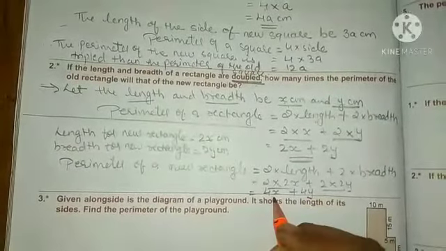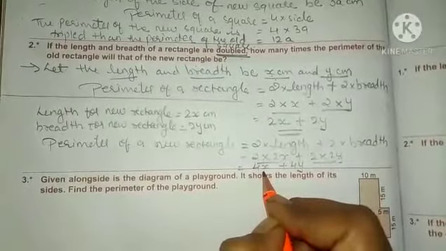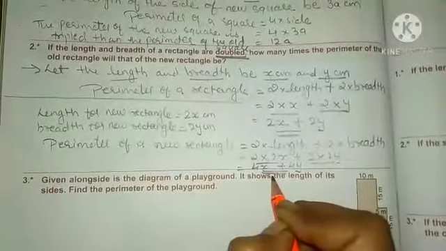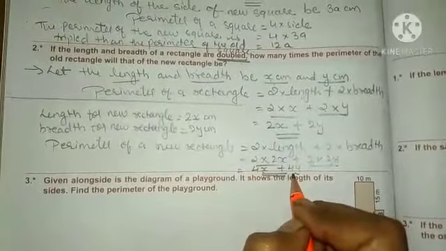Now again, can you add this? No, we can't add this because the variables are not similar. Clear? So the perimeter of the new rectangle is 4x plus 4y. Understood how you will do this, everyone?